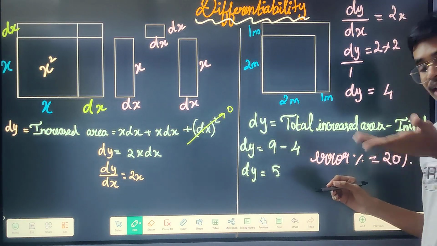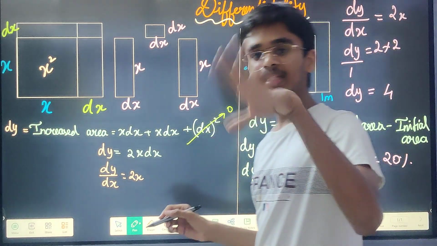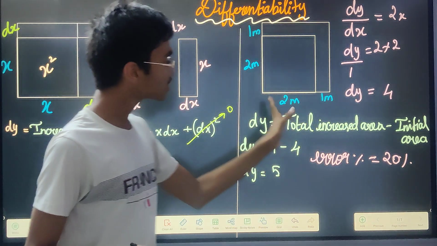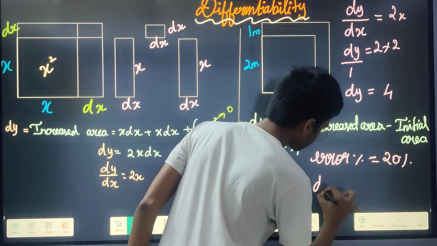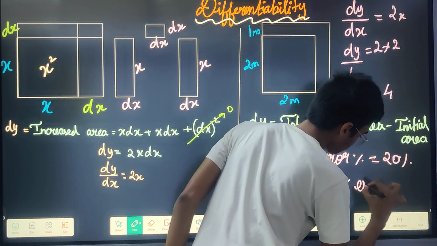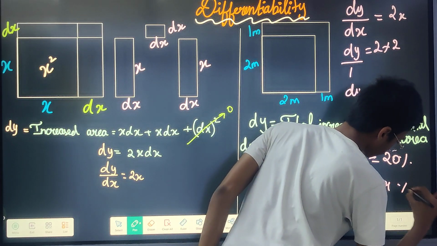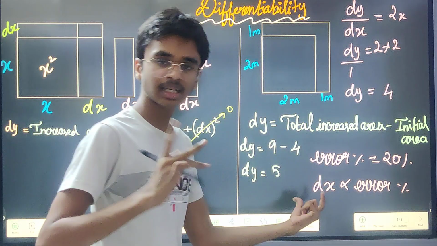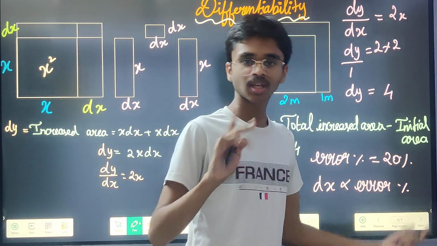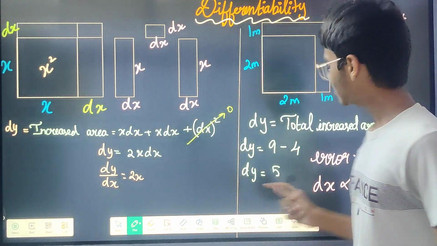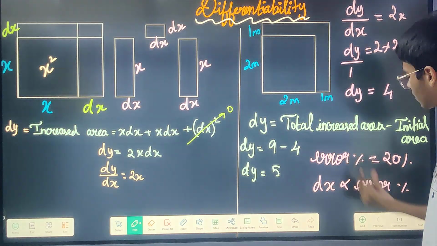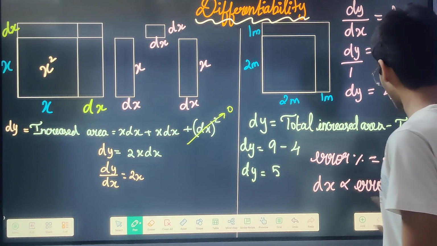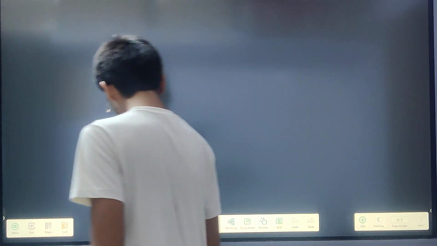So if I'm taking more than 1 meter, let us take 1.2 meter, then the error percentage will be still increased. So I can say that dx is directly proportional to error percentage. If the length of dx is greater, then the error percentage will also be greater. So if you are trying to get dx as minimum as possible, then only the error percentage will be very less.